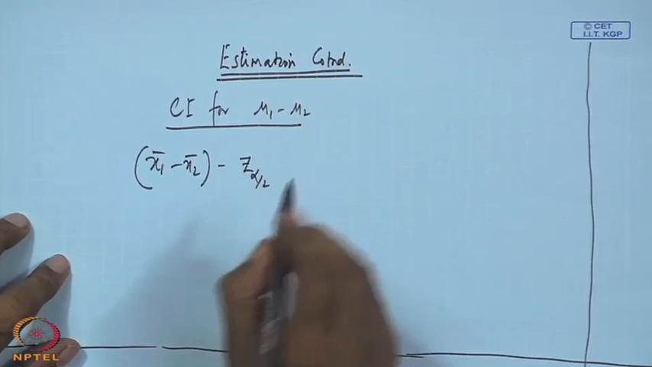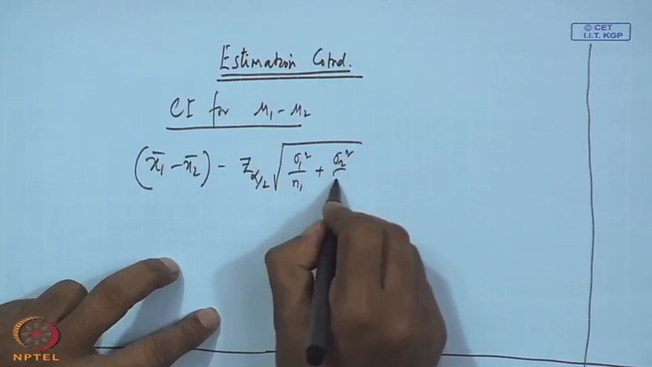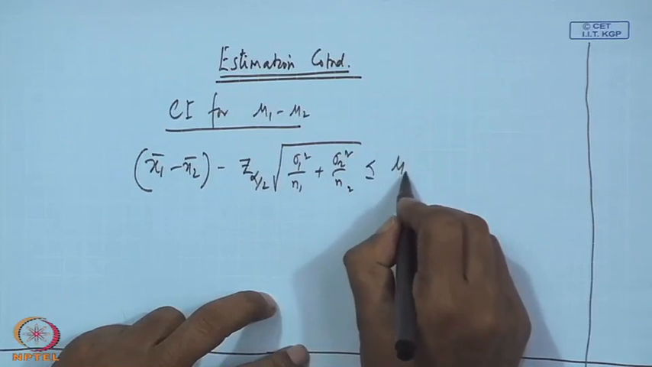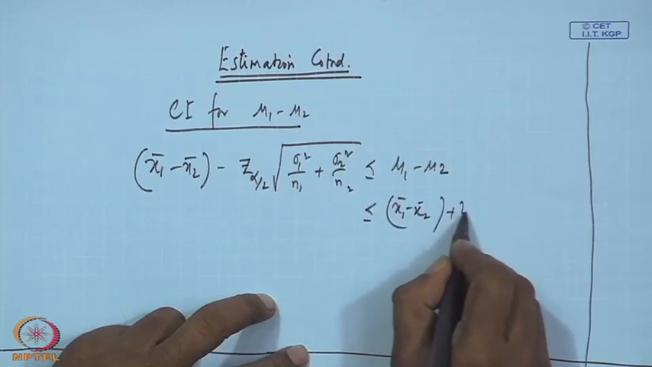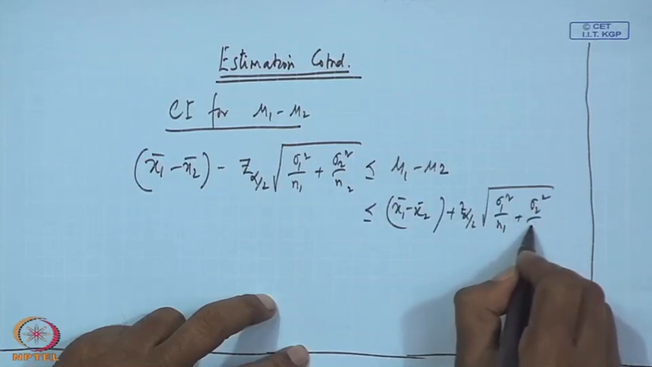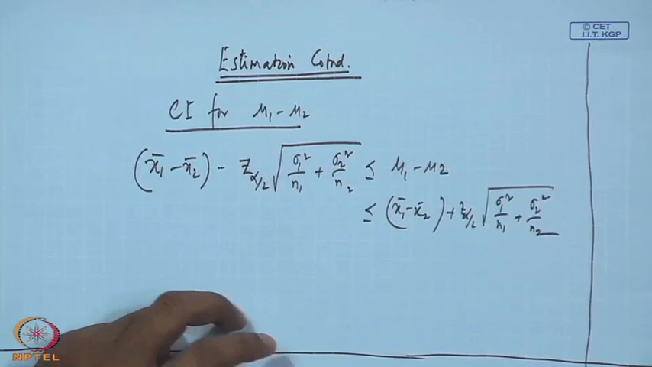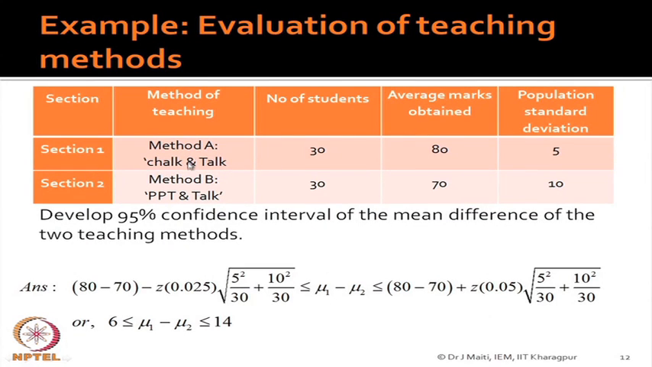minus z alpha by 2, then the square root of sigma 1 square by n 1 plus sigma 2 square by n 2, less than or equal to mu 1 minus mu 2, less than or equal to x 1 bar minus x 2 bar plus z alpha by 2 square root of sigma 1 square by n 1 plus sigma 2 square by n 2. This is the case, and we have seen one example also. I have said that method A and method B are the two teaching methods, and this is the formulation. Only thing, here you write Z 0.025. This is not 0.05, this will be Z 0.025.